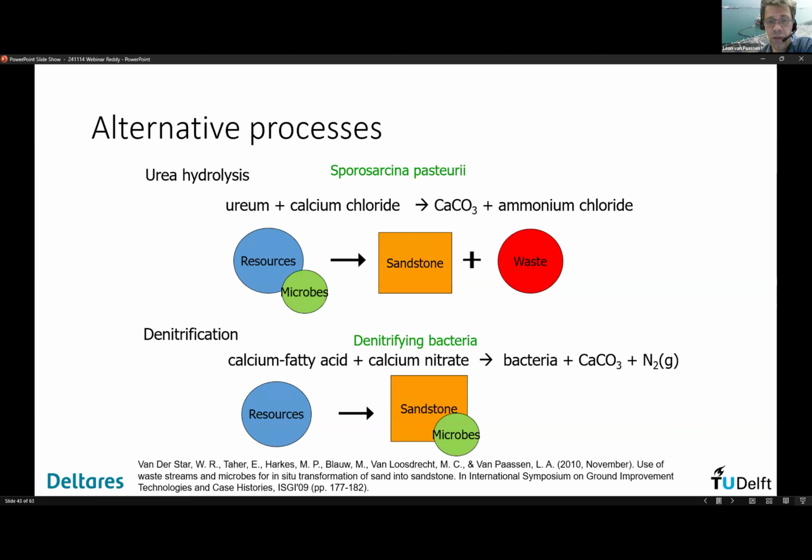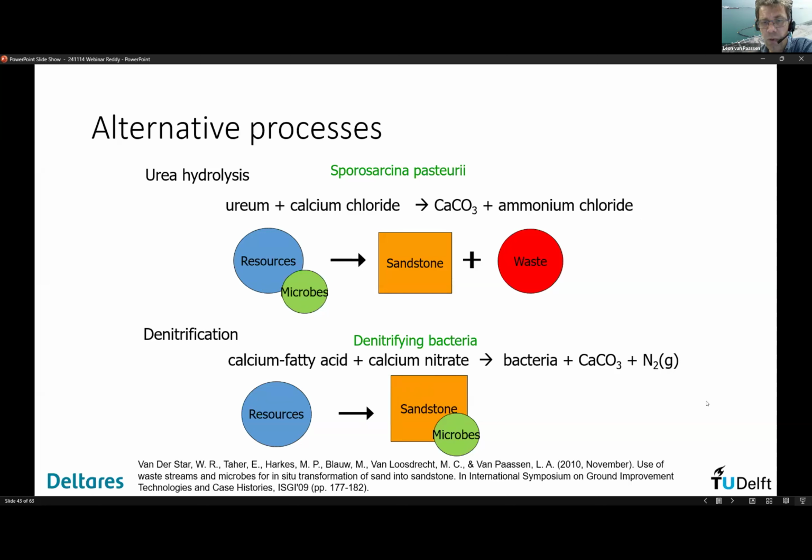One alternative process was denitrification. In this case, we would use calcium fatty acids and calcium nitrate as resources that would cement the sand by producing calcium carbonate. But this process would not require special enzymes and special microbes to be added; we could grow these microbes using the substrates, as they would feed on nitrate and fatty acids and produce calcium carbonate as a byproduct together with nitrogen gas. So we also would not have to remove the byproduct ammonium chloride.